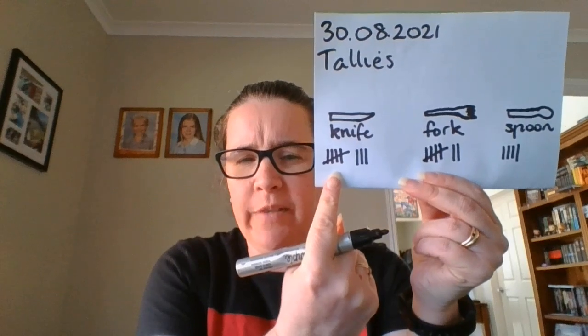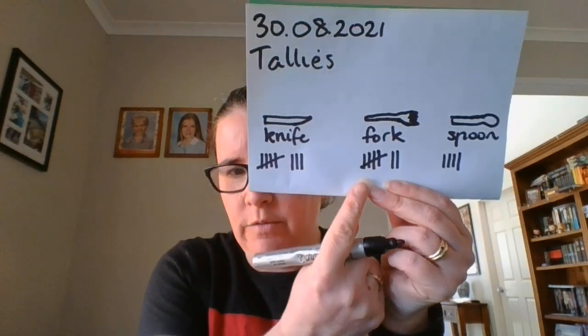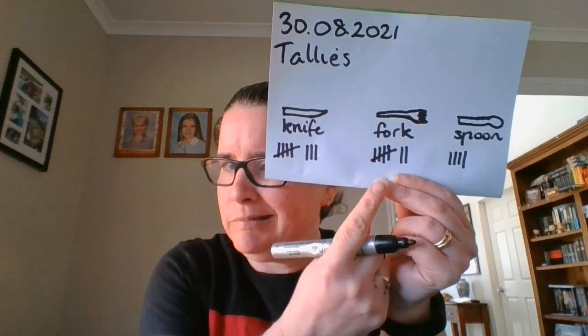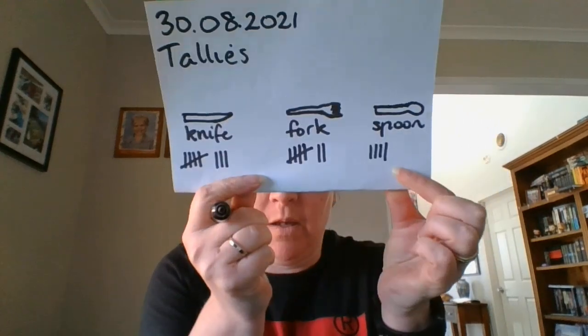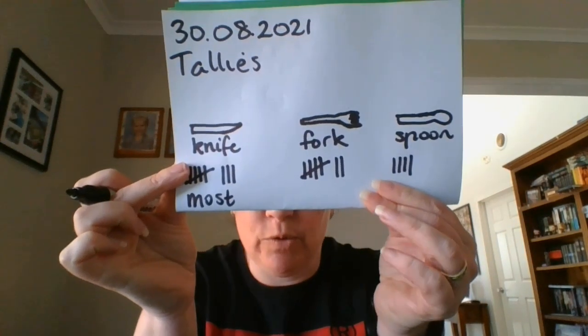So, how many knives did I have? 5, 6, 7, 8. 8 knives. 5, 6, 7. 7, smaller than 8. And I only had 4 spoons. So which one had the most? The knife. The knives had the most. And I wrote the word most. Okay, that was pretty easy, wasn't it?